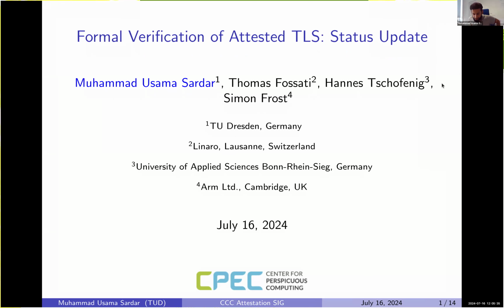Okay, so before I start, Greg, I have one screen again, so please feel free to interrupt in between if there is something in the chat. I will not be monitoring that. Welcome everybody. So we have a status update on the attested TLS formal verification, which we have been discussing for a while.